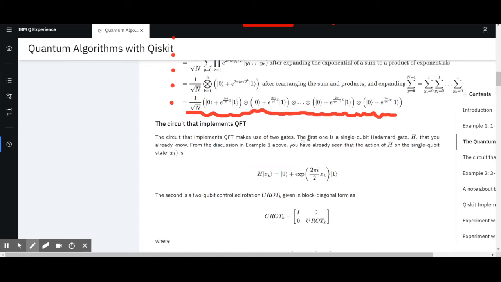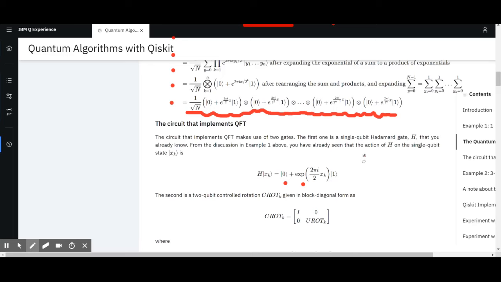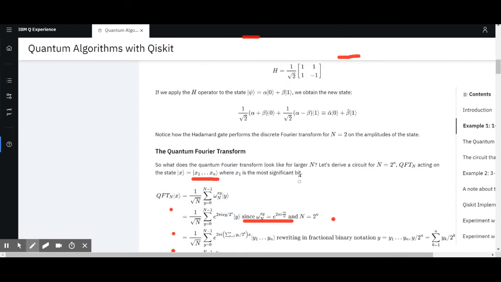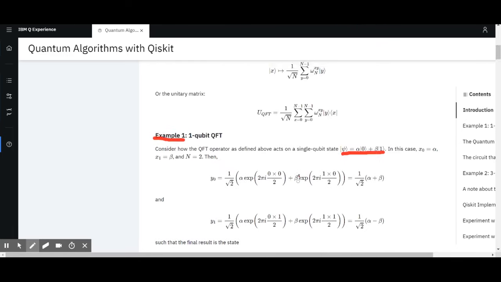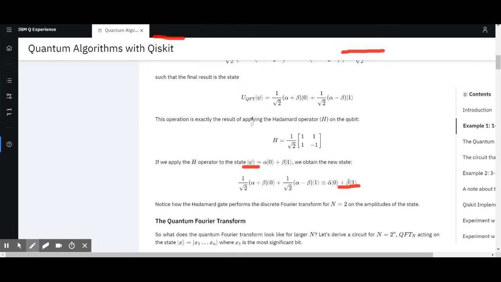The circuit that implements QFT makes use of two gates. The first one is a single qubit Hadamard gate that you already know from the discussion in example one. You have already seen the action of H on the single qubit state. It's this one. Is it? Why is it? Because of this? I don't know.